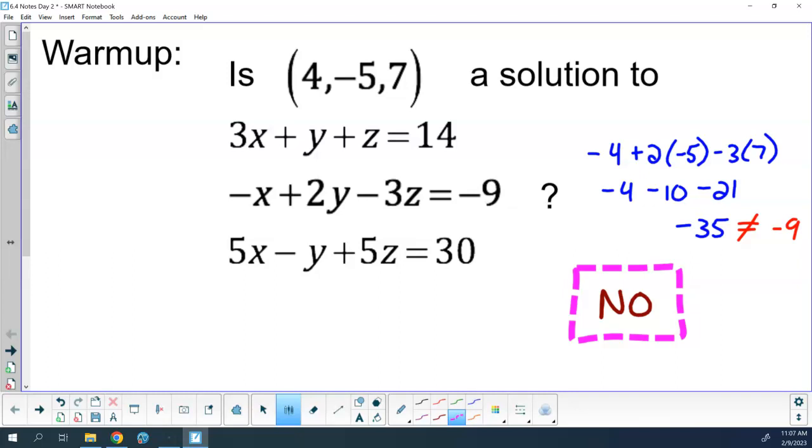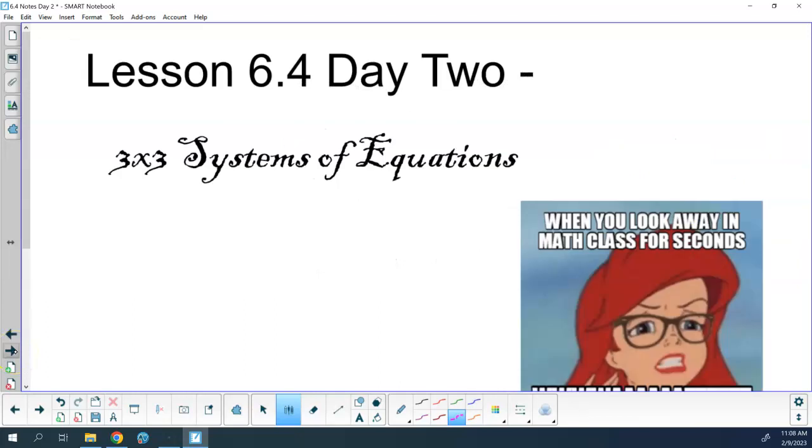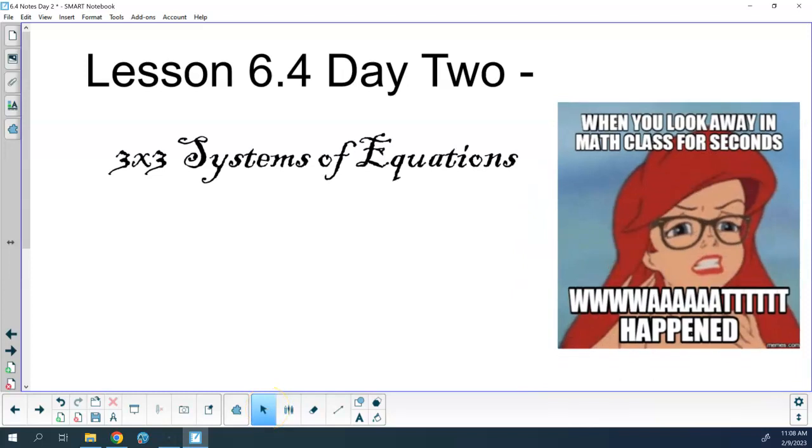All right? So today we're going to continue on with 3x3 systems of equations. Tomorrow we're going to take a summative quiz. And then next week we're going to learn a whole new concept in order to, the week after, learn how to solve equations with that new concept. So we got that. Okay?